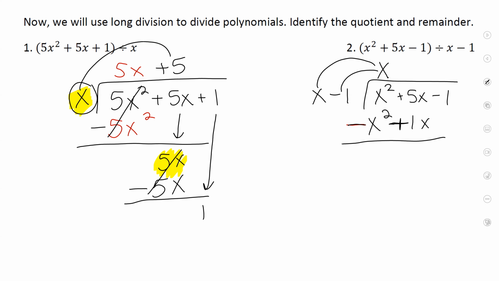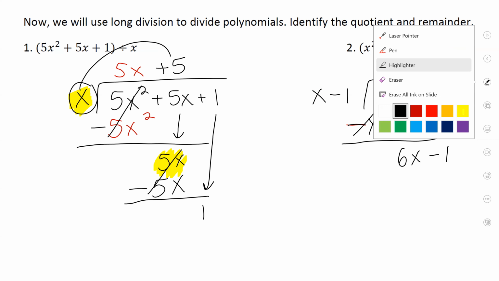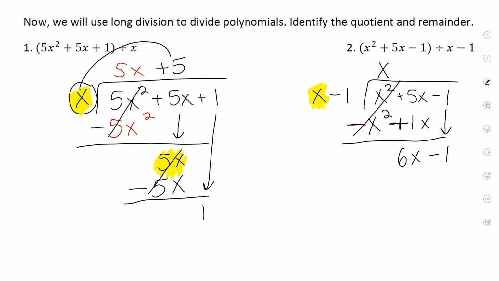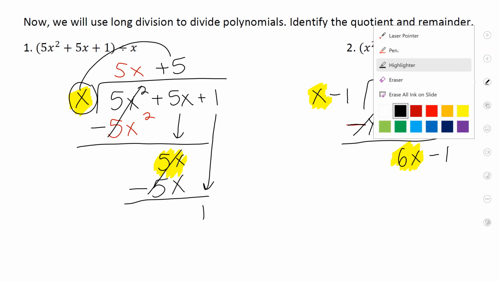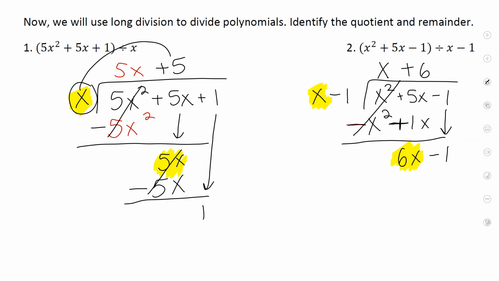Okay, x minus x, that just cancels out. 5x plus 1x is 6x. Bring down the next item. And we'll start again. Okay, let me highlight this for you. X times what will give you 6x? A 6. So everyone put +6 at the top. And then we're going to multiply. X times 6 is 6x. Change this sign.